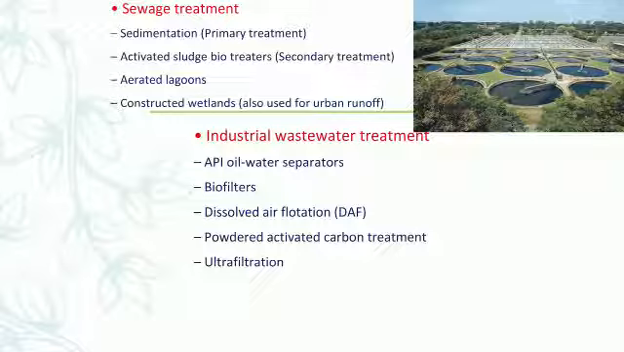They can also conduct sewage treatment. For example, sedimentation is the primary treatment, and the secondary treatment is activated sludge bioreactors, aerated lagoons, and constructed wetlands, also used for urban runoff. Industrial wastewater treatment is, for example, biofilters, ultrafiltration, powdered activated carbon treatment, and more.